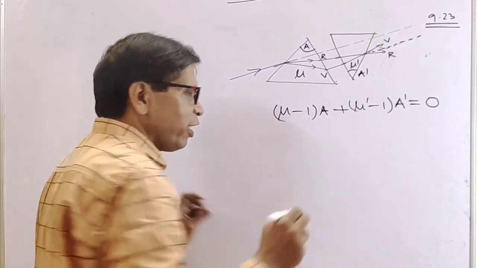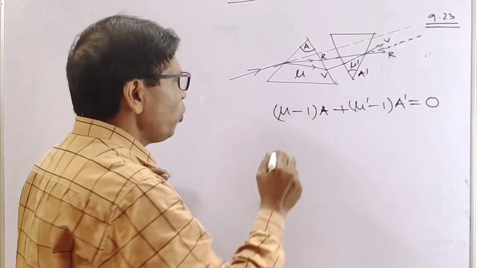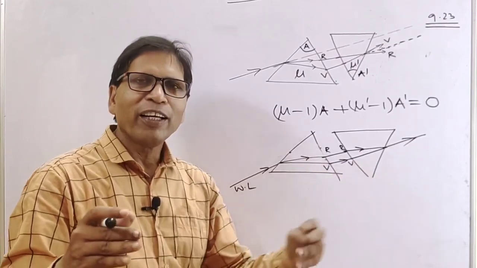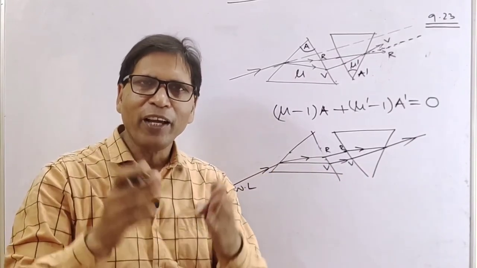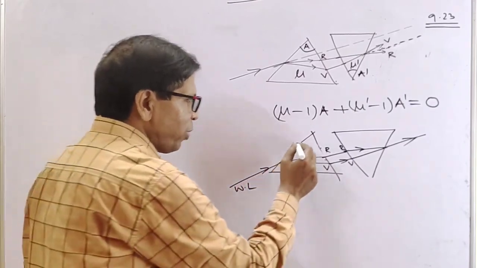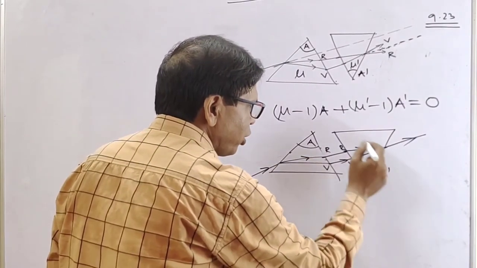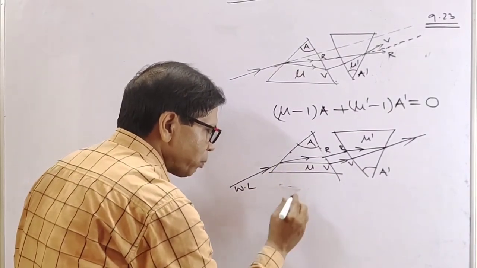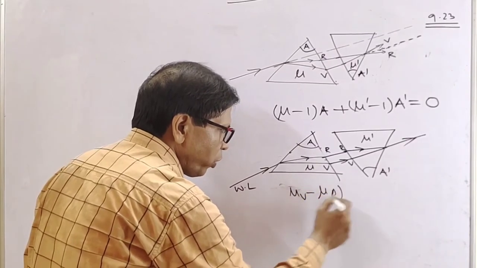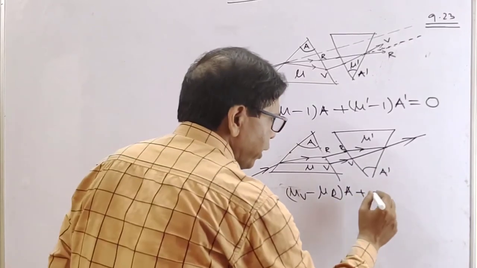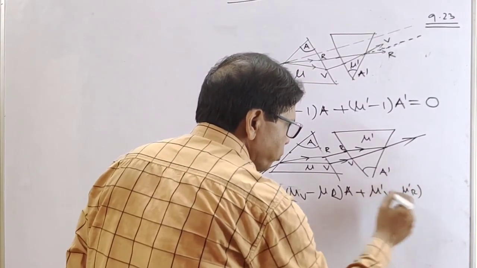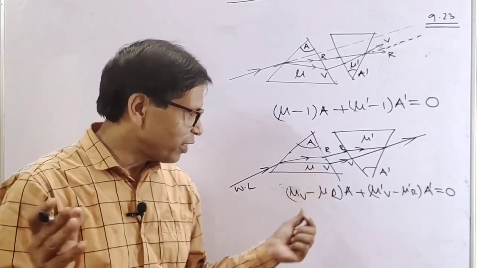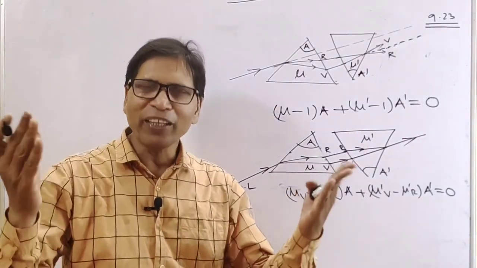Now another condition, the deviation without dispersion. Look now, this prism disperses white light into its 7 constituent colors, and in this prism the 7 constituent colors again combine to form white light. If this is A, this is A dash, this is mu dash, this is mu, then here the angular dispersion (mu V minus mu R) into A plus the angular dispersion here (mu dash V minus mu dash R) into A dash equals 0. This is the condition for deviation without dispersion.